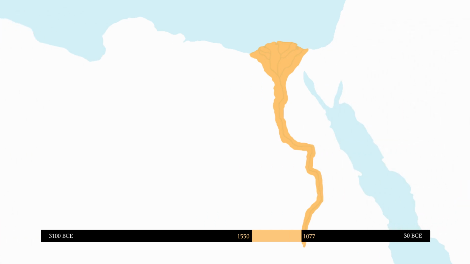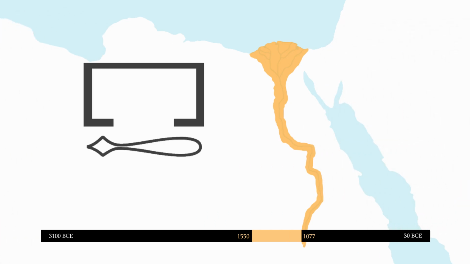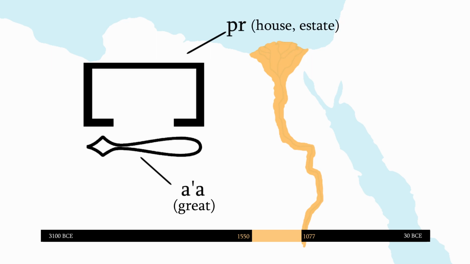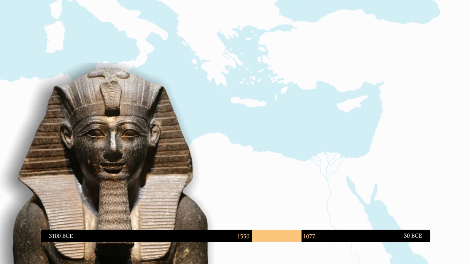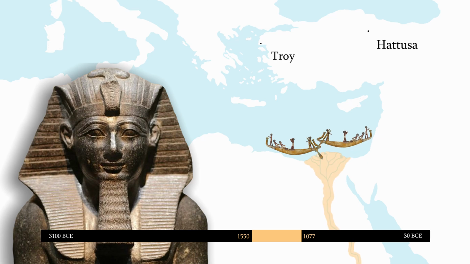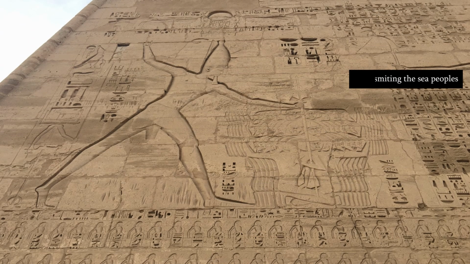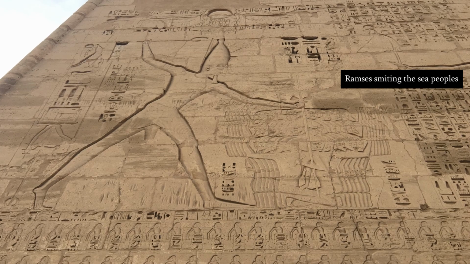This era is actually when we see the first use of the word pharaoh, which comes from the Egyptian per-ah, meaning great house. During the reign of Ramses III, a group of nomadic sea peoples attacked Egypt, and the Bronze Age collapse brings down the Hittites, the city of Troy, and the Mycenaean Empire. This king would be known as the last great pharaoh of Egypt.